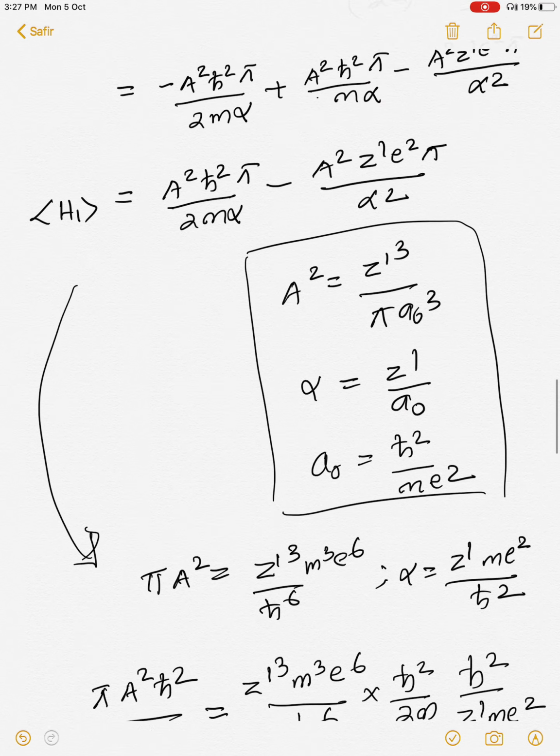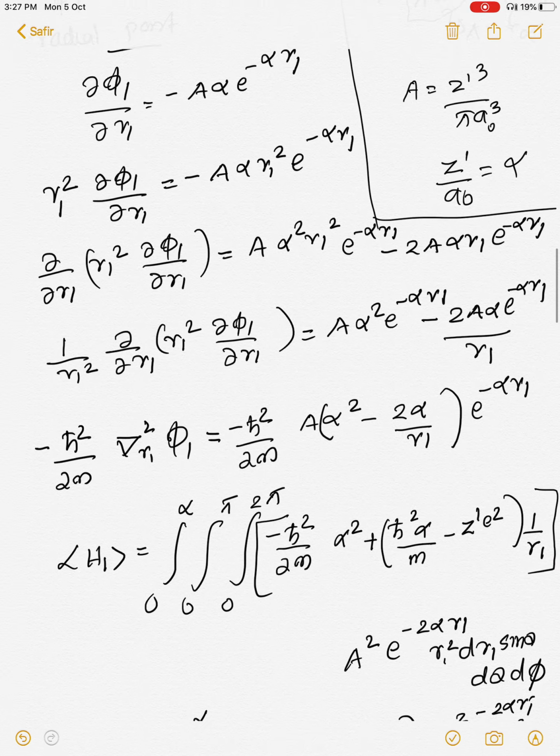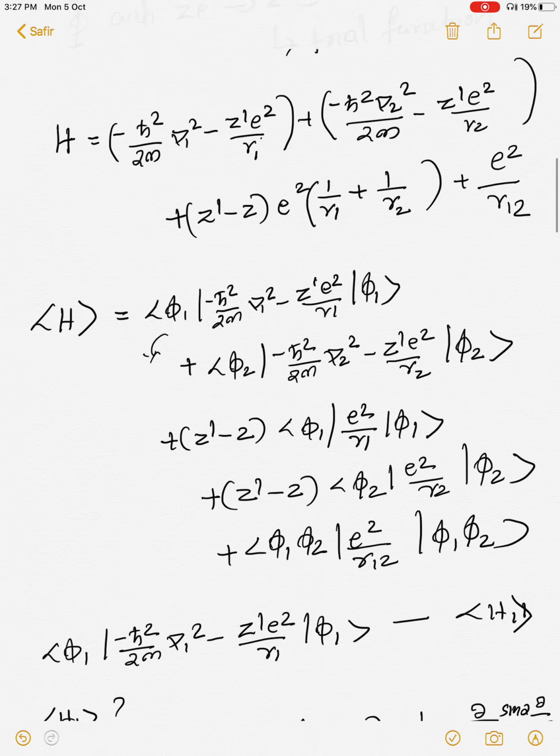You just go through all this, you get a good idea, and make a note. I hope you understood these steps. It's very simple but lengthy, but there are no very difficult steps. So you just go through and make notes.